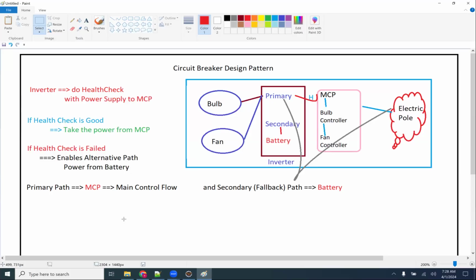If I'm directly writing the logic, I will always get the power, and I'll utilize that power for my bulb.